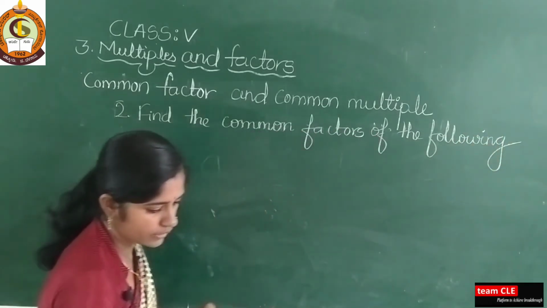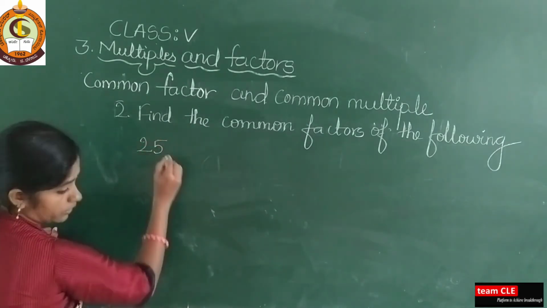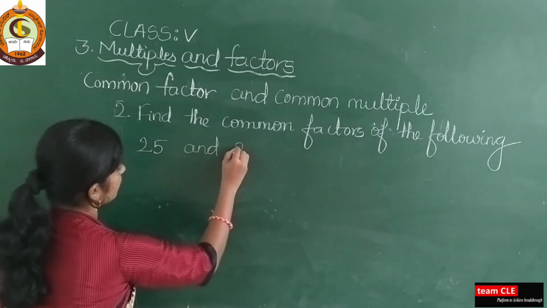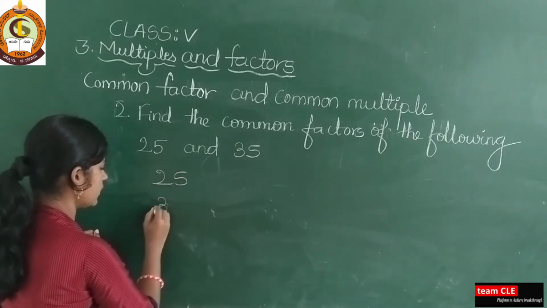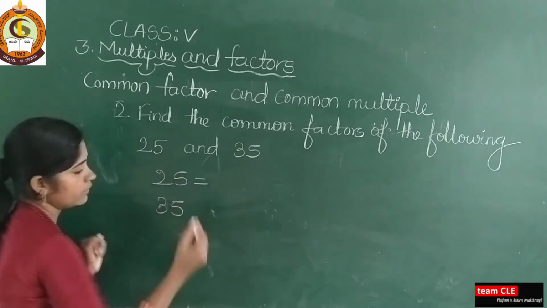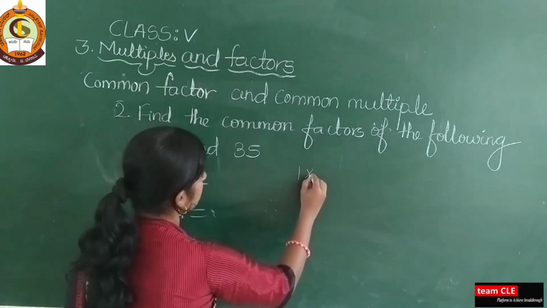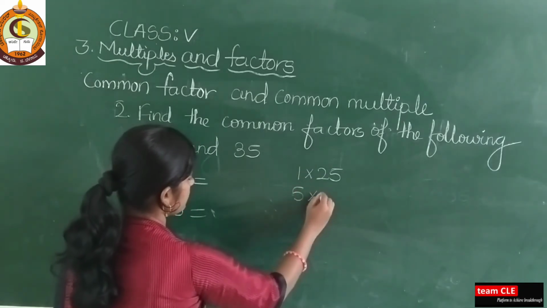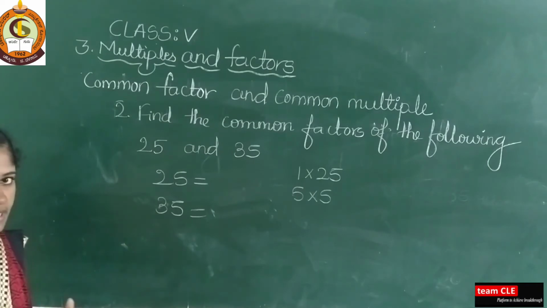So see here, I will take 25 and 35. First question, 25 and 35. So write 25 here and write 35 here. Then tell me, 25 is there in which table? So write: 1 25 is 25 and 5 5 is 25. Other than this, the number is not there in any other table.